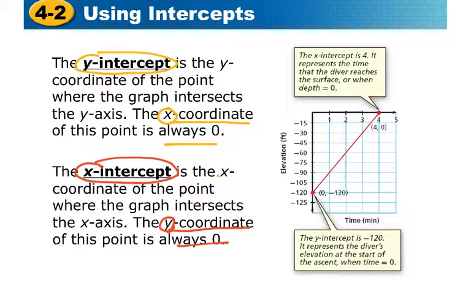And as you can see here, here is our y-intercept. It's being intersected by this point here, and you can see that the x is 0. Versus over here, we have our x-intercept, and in our coordinate point, the y is 0.